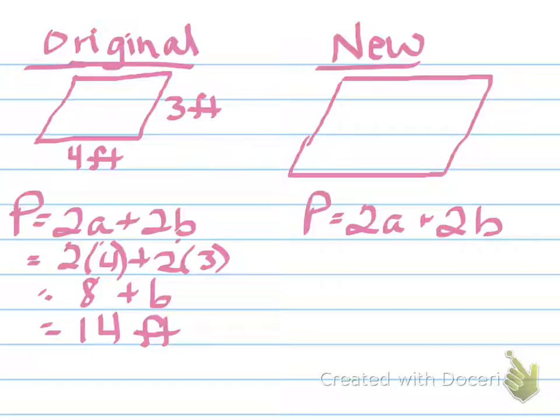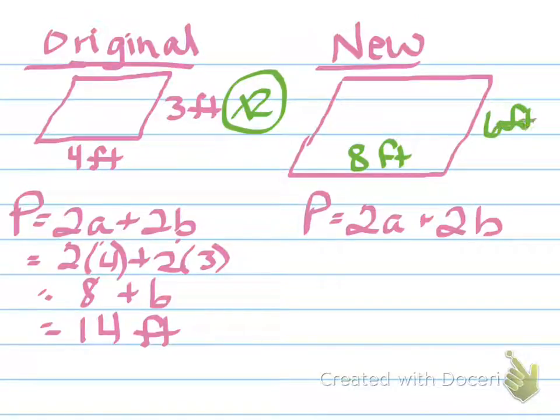Now I'm going to say, all right, let's change this up a little bit. Let's make it twice as big. So I'm going to take my original and I'm going to multiply each of the sides by 2. So my new base is going to be 8 feet and my new side length is going to be 6 feet. And notice that I'm not using height here because if I'm finding the perimeter, I'm looking for the outside of the shape, and I don't care about the height of it. I'm looking at the side length right here. So I just wanted to make sure I remind you of that.